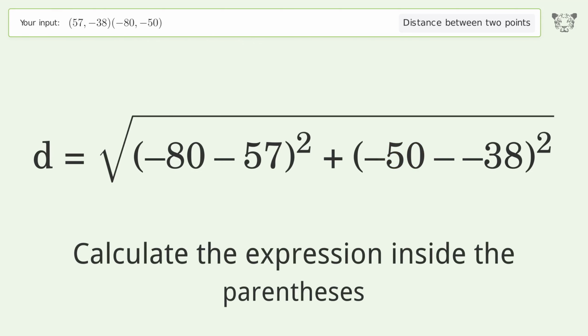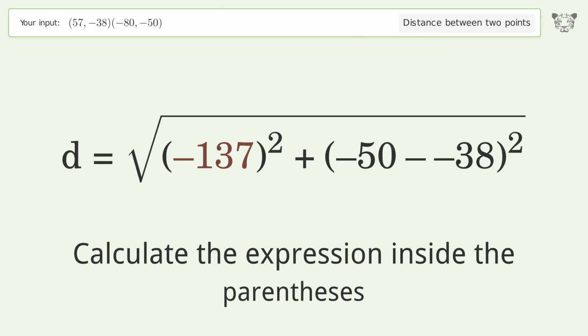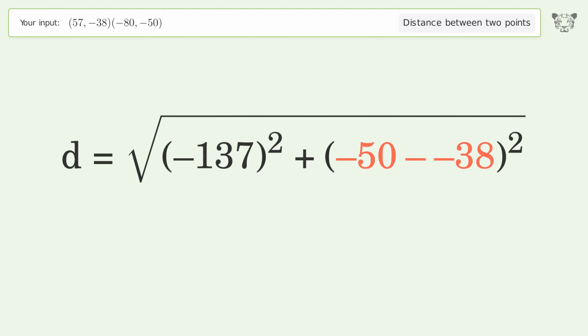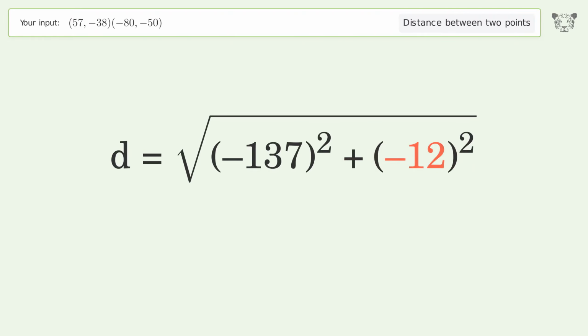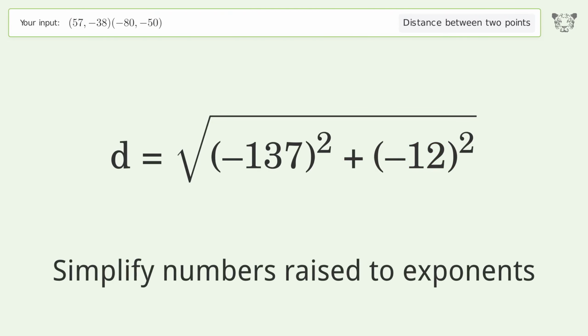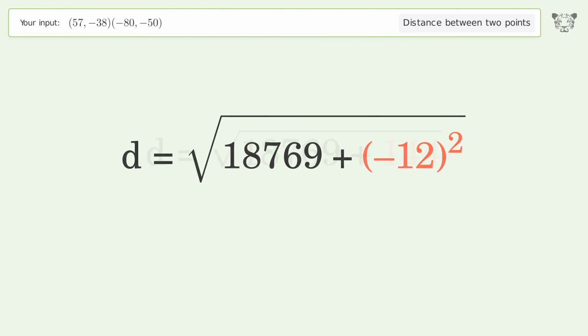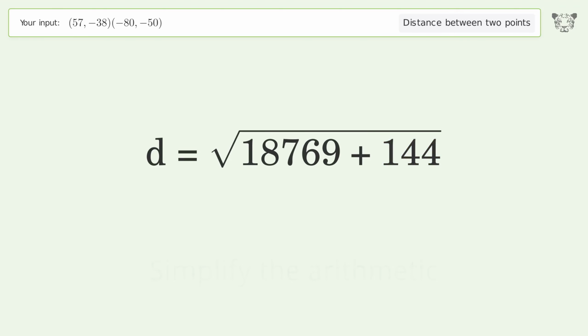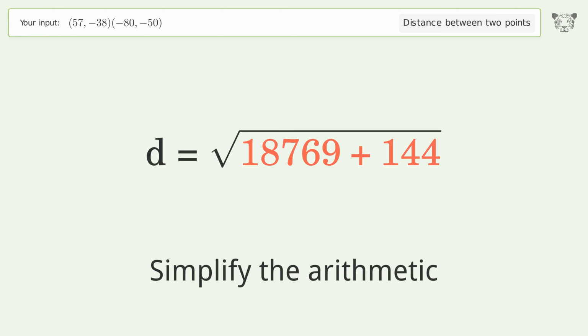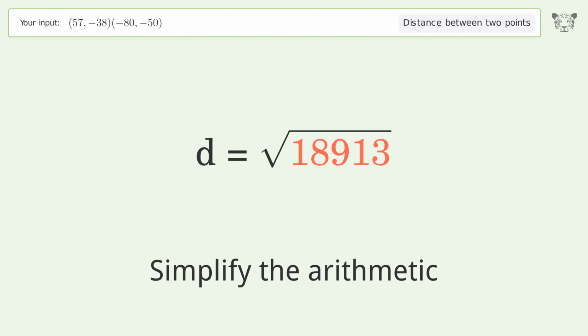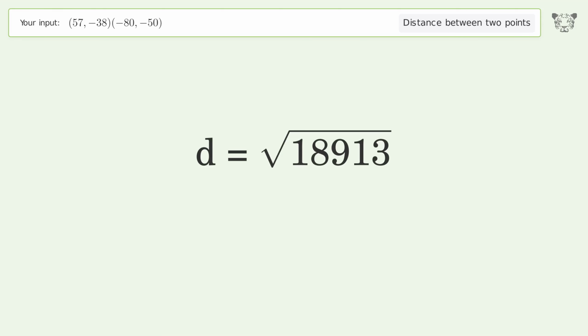Calculate the expression inside the parentheses. Simplify numbers raised to exponents. Simplify the arithmetic. And so the distance between the 2 points is the square root of 18,913, or 137.525.